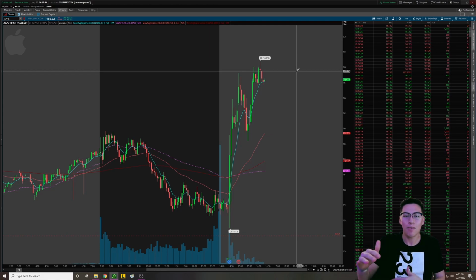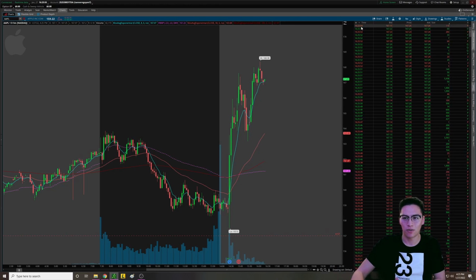So the tape, or the time and sales, another word for the time and sales is tape. Every single line is an order filled at whatever price on whatever underlying you have. So in this case, it's Apple. So at 4 p.m., 25 minutes, 53 seconds, 54 seconds, this order was filled. So time is that first column.